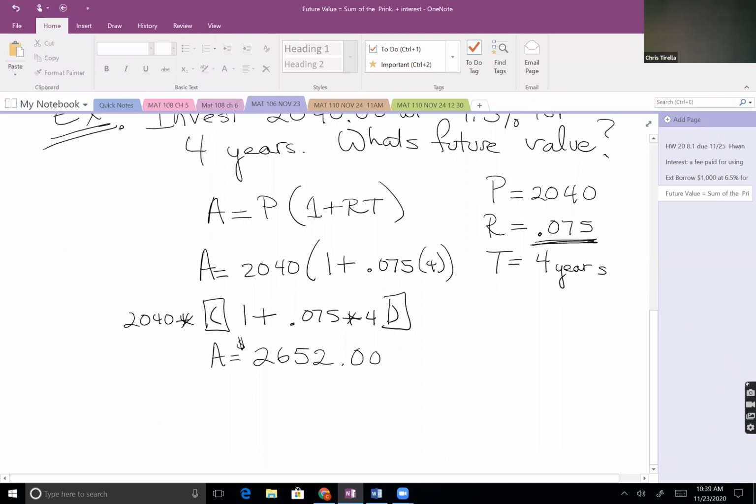So let's type this in together. 2040 times. I'm going to open a parentheses. I'm going to type in 1 plus 0.075 times 4. Then I'm going to close my parentheses and hit equals.